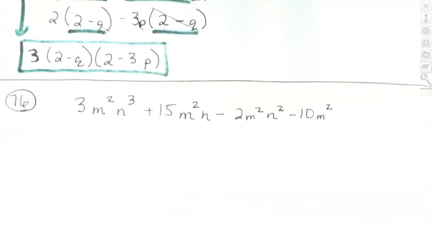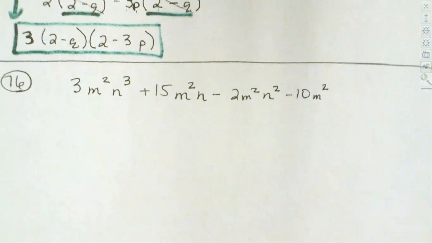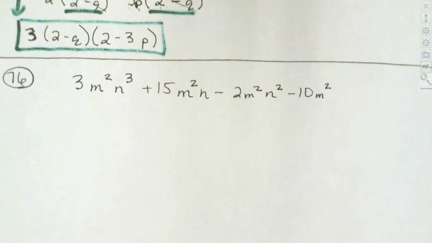So we can see it. Okay, now, the first thing we always need to look at, number-wise, is can I factor a number out? I've got a 3, a 15, a 2, and a 10. Is there any number that's in common? No. So no number is going to come out.